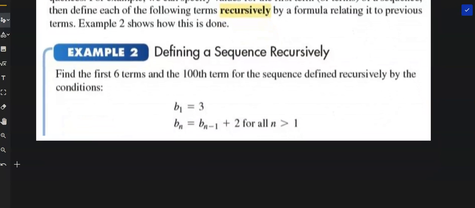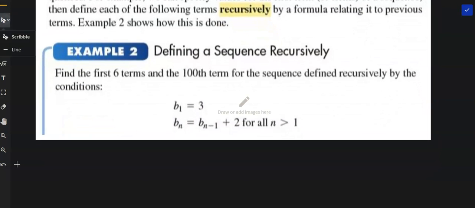Here's the recursive one. Recursive one has 2 parts to it. As you can see, usually there's little breaks.